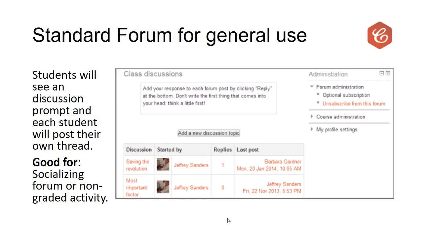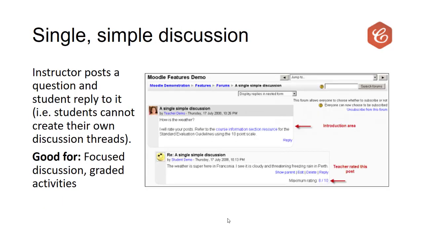The first is standard forum for general use. This is good for non-graded activities, for just general socializing. In this type of forum, you create a forum and then students can add their own discussion topics. So maybe if the students wanted to share what's going on in their life, maybe some prayer requests, some things that they've discovered through their own independent study, this would be a good place for them to do so. Standard forums work well at the top of the course. You can add a standard forum for general use and then encourage students to use that to socialize with their peers.